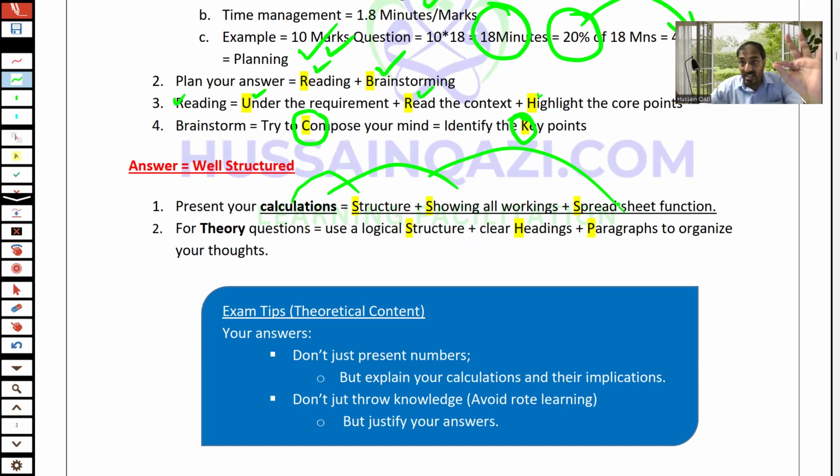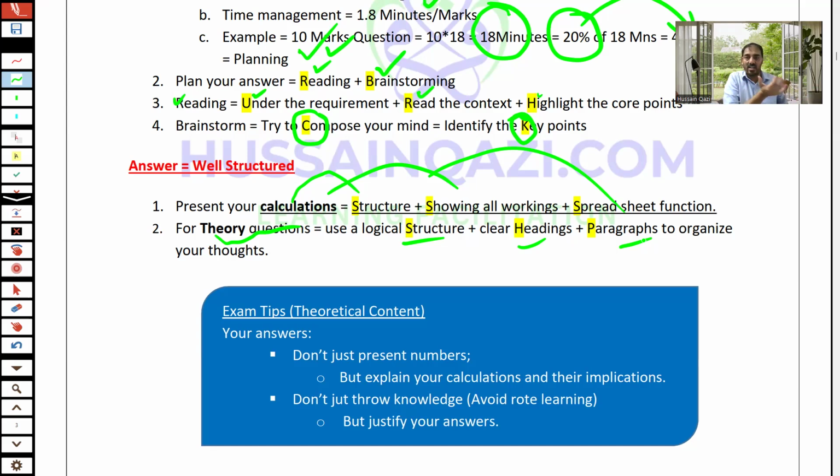Don't worry. For theory questions, use logical structure, clear headings, avoid jargon, avoid bullet points, and always start with a paragraph. Number one, whatever the examiner asks, your theory must be structured. That structure means, what is the theory about? First you mention the knowledge, then application.